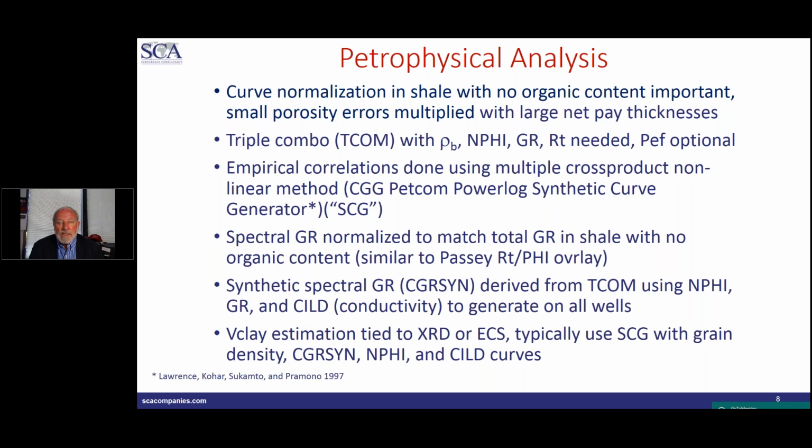PE is very helpful. Sometimes you can generate a synthetic PE as well, so it's good. And the synthetic, we talk about synthetic. It's really all the stuff we're talking about in terms of synthetic is a CGG PowerLog synthetic curve generator.